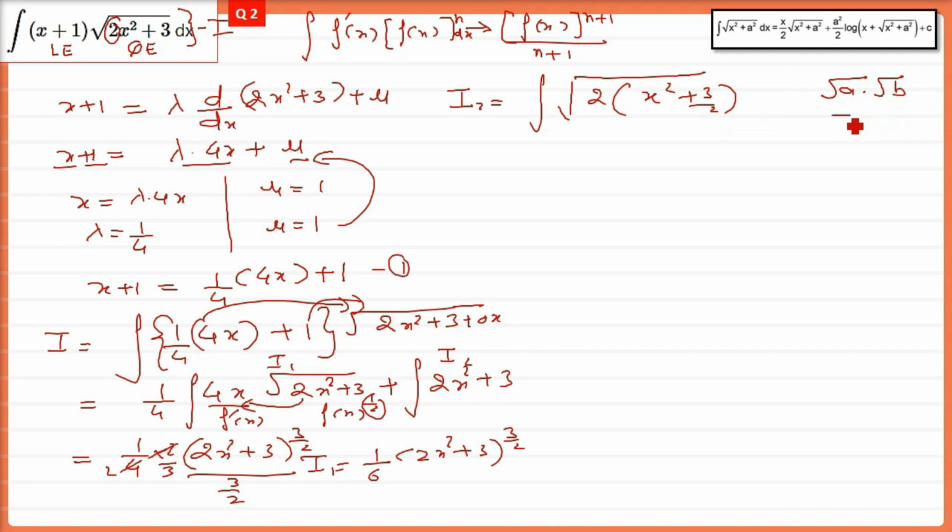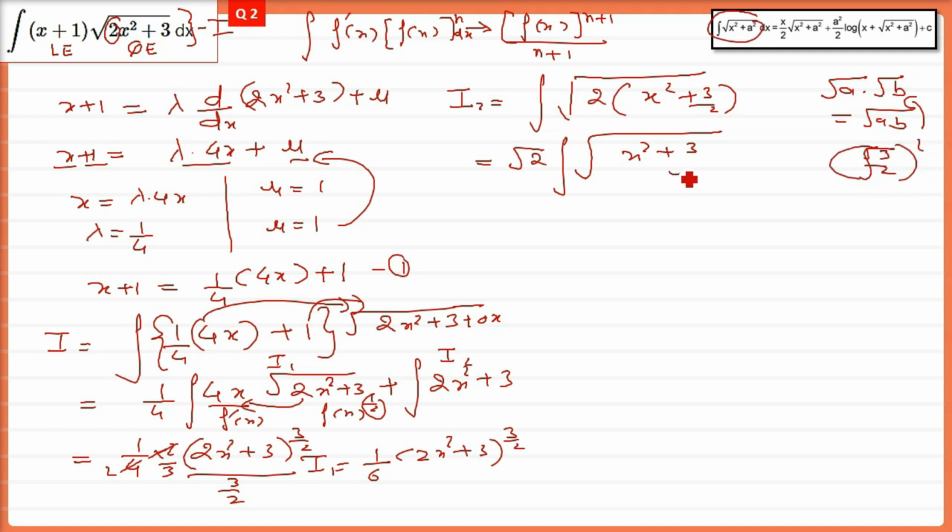That is x square plus 3 by 2. Now, under root a into b is under root a into under root b. So you can separate this under root 2 from under root x square plus 3 by 2. Now this 3 by 2, we have to make it a perfect square. So just write under root 3 by 2 and square it.